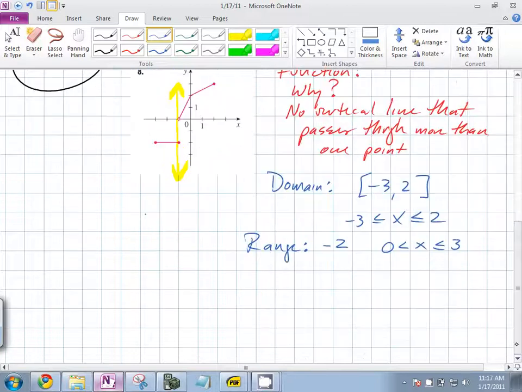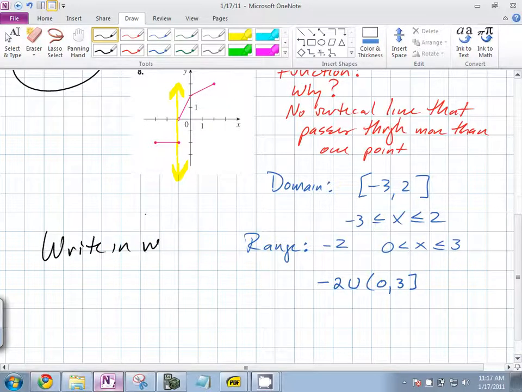That was the big question. You can write it a few ways. This is how I'd like you to write it. -2 union 0 to 3. What does union mean? You just put them together into one set. If you're in doubt as to how to write it, but you understand in your head what you want to write, what can you always write? Write in words, right? Sure.